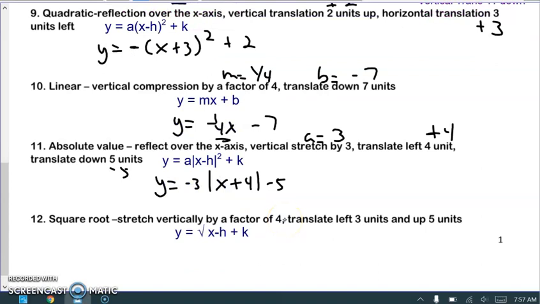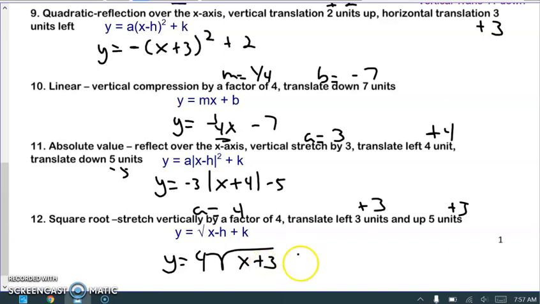And finally, we have the square root. It's stretched vertically by a factor of 4, and translated 3 units left. So it's going to be +3 and up 5. So on this one, I'm going to do y. I have my a, which is 4. That's going to go on the outside. I have x +3, and then I'm going to have +5.